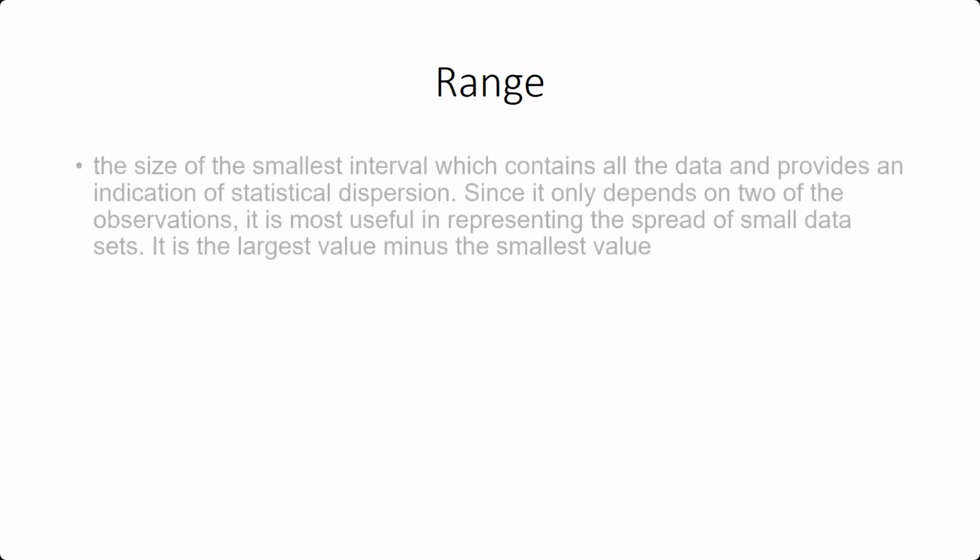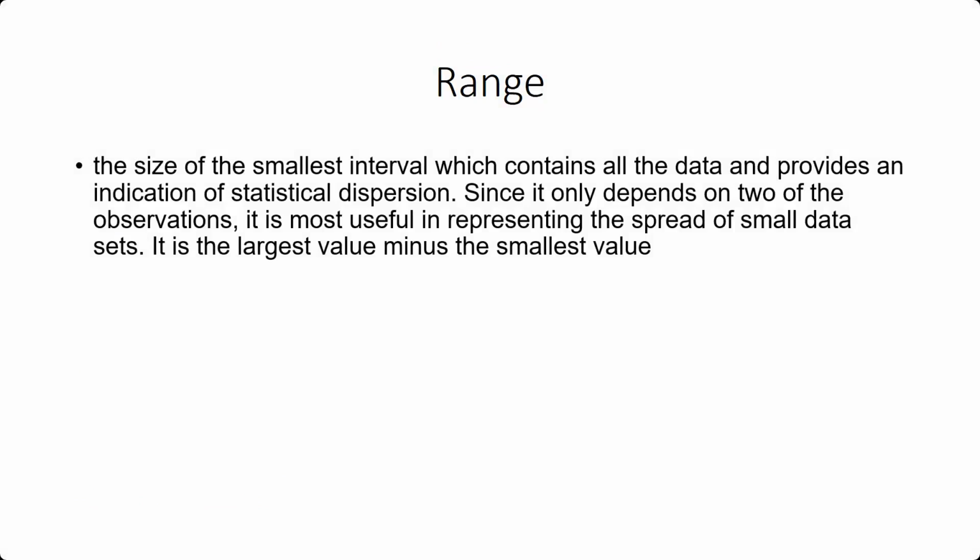Range. The range tells you the spread of data. So if I said the exam's out of 50, and I said the range was 20, that meant the grades spread by 20 points. So between the lowest value and the highest value, there were 20 points.